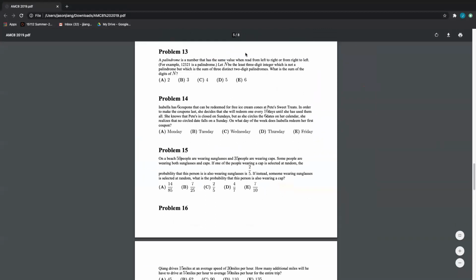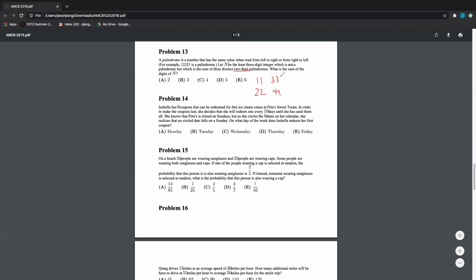13. A palindrome is a number that has the same value left to right or right to left. So they give an example, 12,321. We have n, which is the smallest 3-digit integer which is not a palindrome, but the sum of 3 distinct 2-digit palindromes. We want the sum of the digits of n. If we look at 2-digit palindromes, they're really just multiples of 11, because that's the only way for them to be the same forward and backwards.